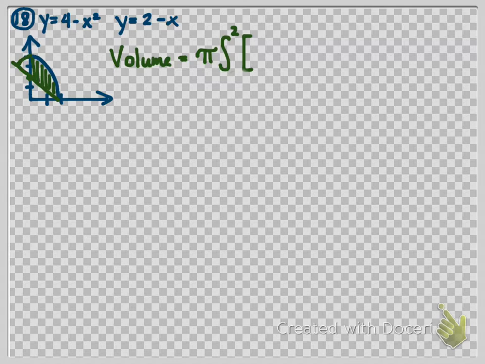How do I figure out where that is? Oh my God, did you just say plot points? Set them equal to each other. 4 minus x equals 2 minus x. -1. Do we agree it's -1?